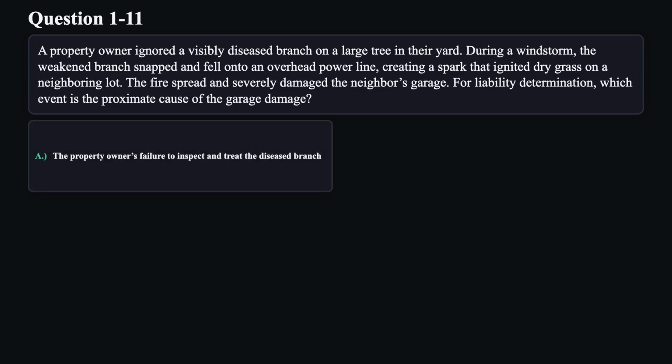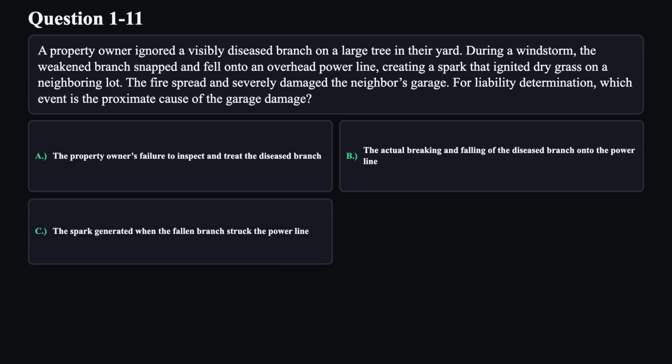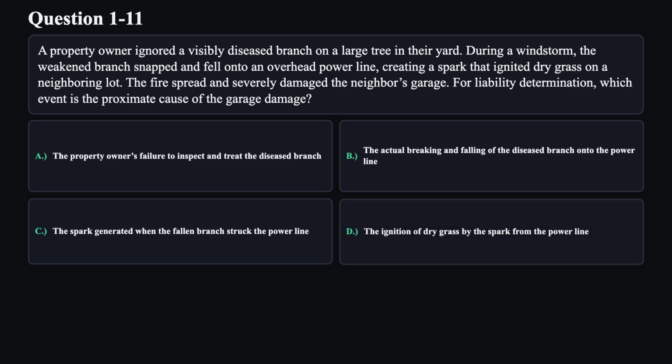A. The property owner's failure to inspect and treat the diseased branch. B. The actual breaking and falling of the diseased branch onto the power line. C. The spark generated when the fallen branch struck the power line. D. The ignition of dry grass by the spark from the power line.